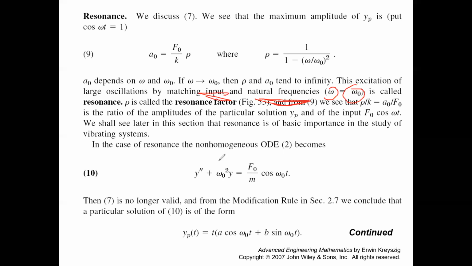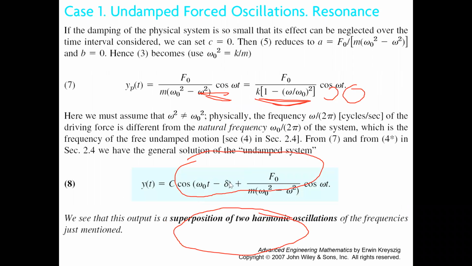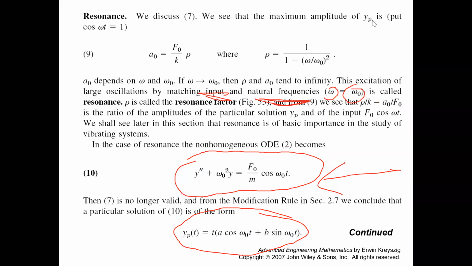So in our case, the equation becomes this: y double prime plus omega 0 squared y equals F0 over m cosine omega 0 t. And the solution will change a little bit into this. So it's not this anymore. This is the solution if there is no resonance. If there is a resonance, it will change into this form, this one over here.